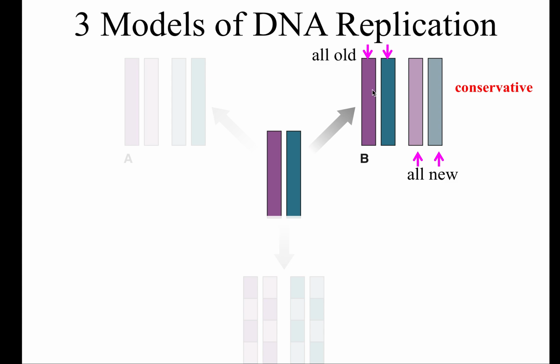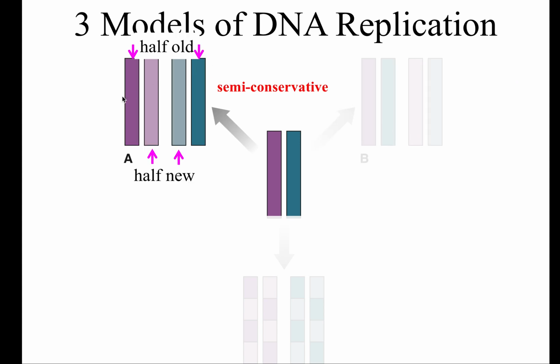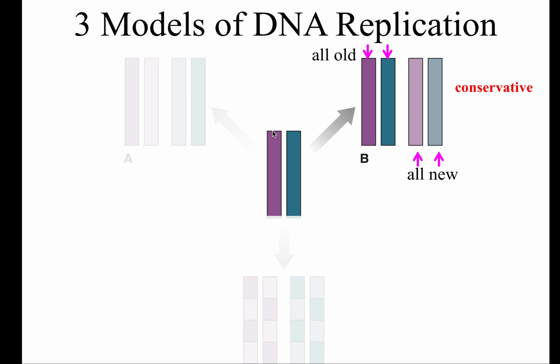Another possibility is that each strand is just totally replicated by all new DNA. So it wasn't that the old strand is used as a template to make a new strand, it's just copied completely into new. And so your new DNA was all new. Versus in this situation, this double-stranded piece of DNA was half old and half new. In this situation, your new DNA is all new. And this is called conservative replication.